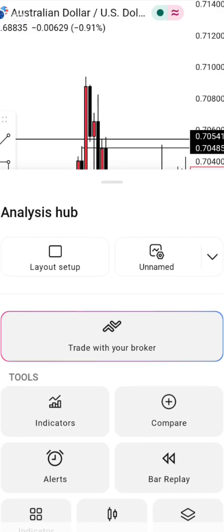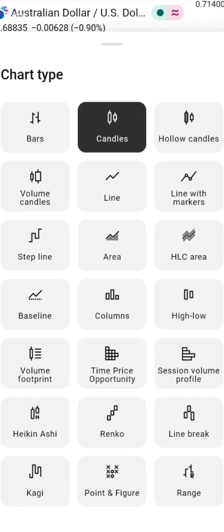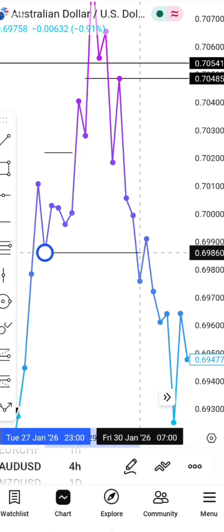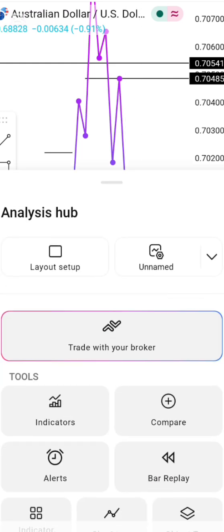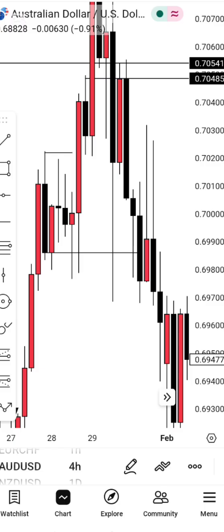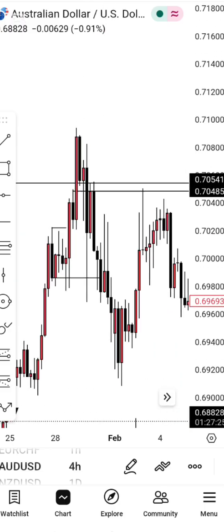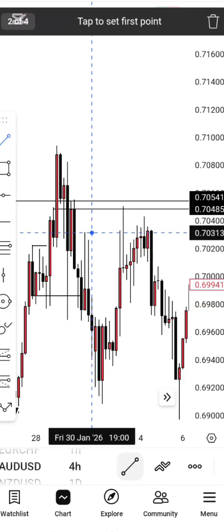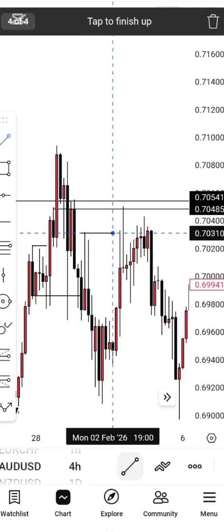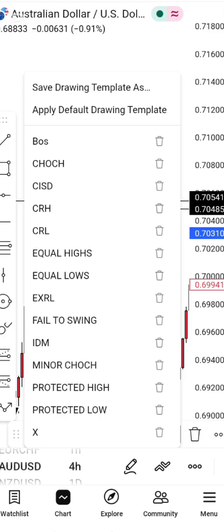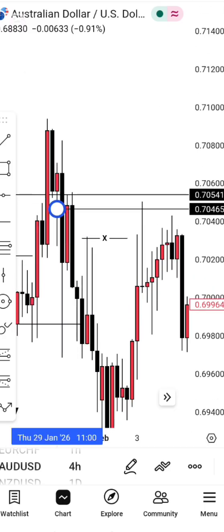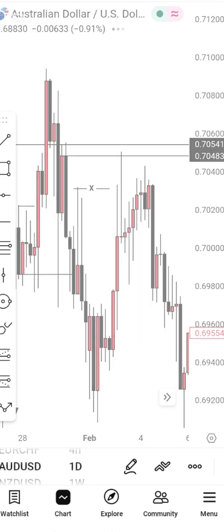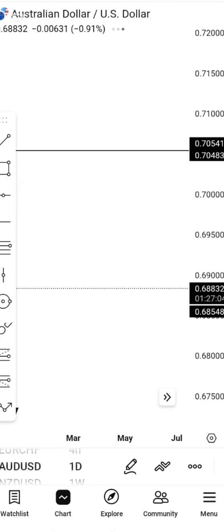I'm just going to show you that with the line charts. On the line charts, you can see this as a structure shift. You can see this, so that was a break as well. So the moment I saw that, all I needed to see was liquidity. I had this liquidity right here, and then this is a 4-hour key level and also a daily key level.